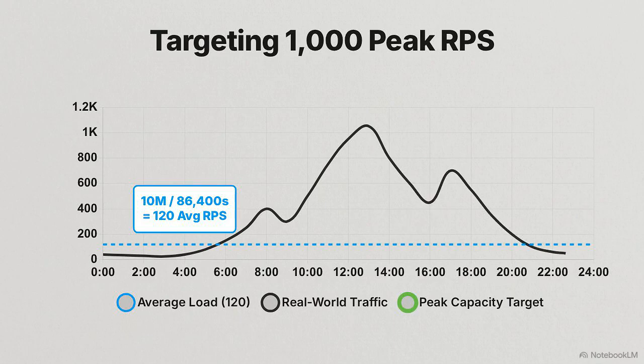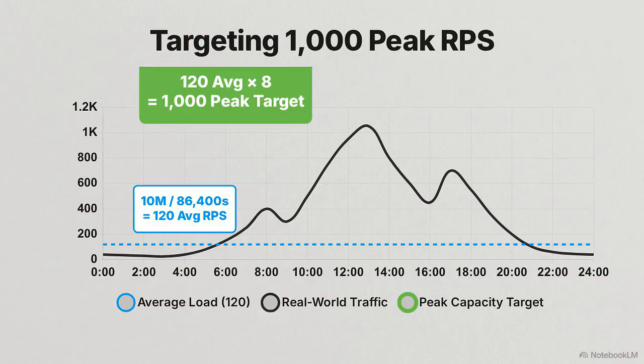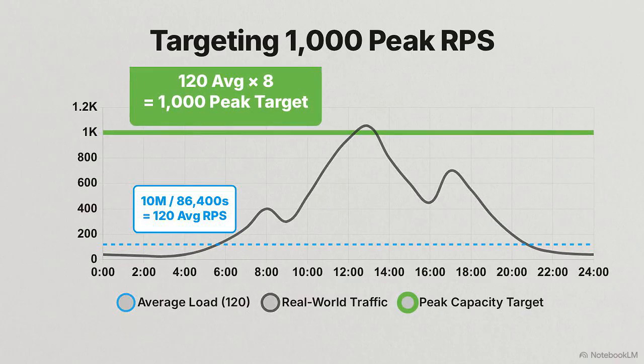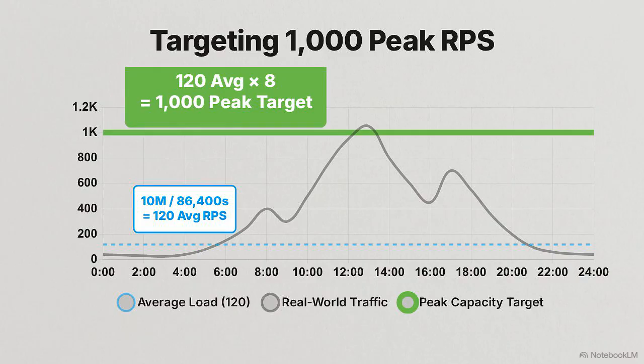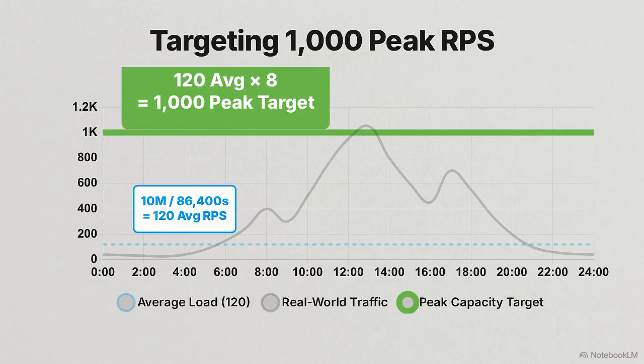However, traffic is never evenly distributed. If you only design for that average line, a single spike during a busy hour will crash the entire stack. To build in enough headroom, we apply a standard multiplier. Multiplying our average by 8 gives us a target of approximately 1,000 peak requests per second. This 1,000 peak RPS metric is now your mathematical foundation. Every design choice you make from this point forward must solve for this specific target.